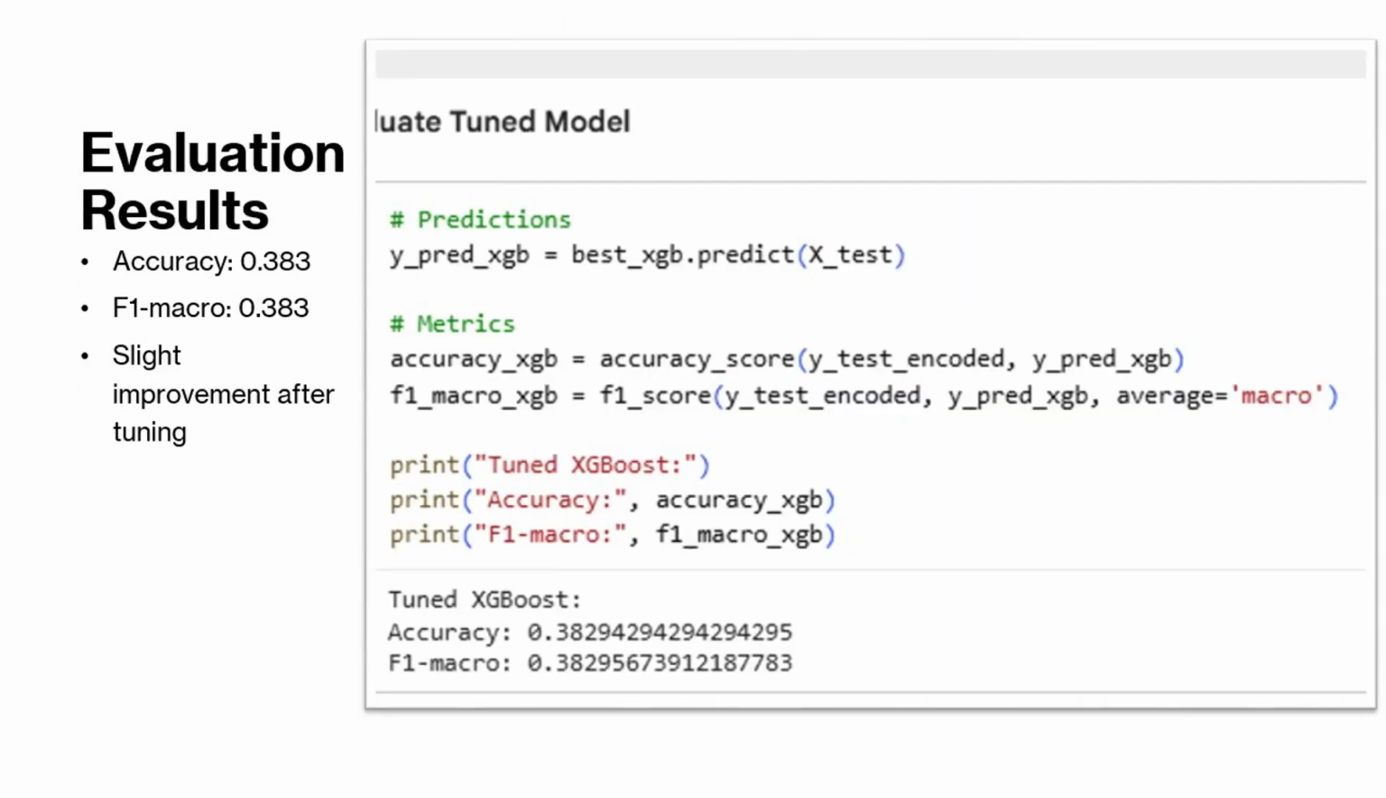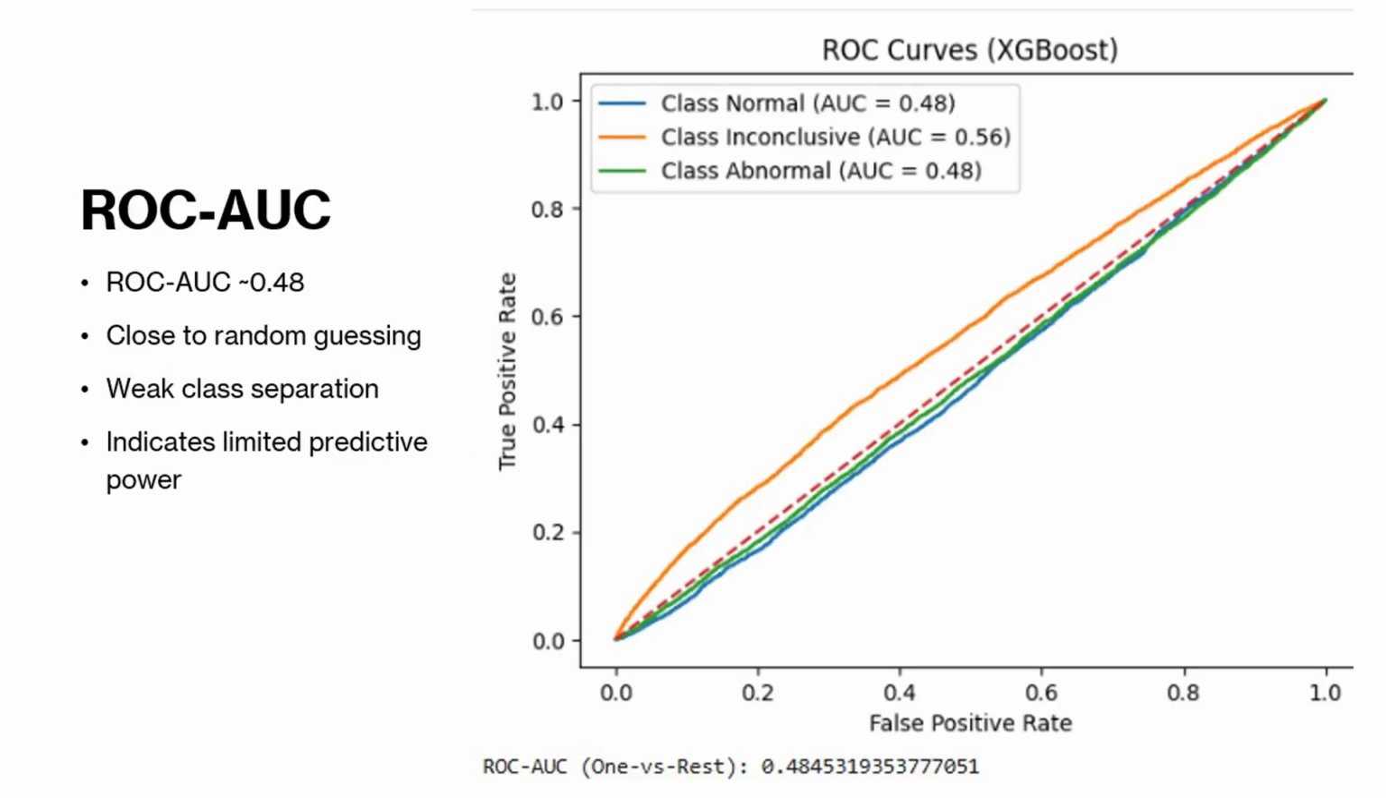After tuning, the XGBoost model improved slightly, achieving an accuracy and F1 macro of around 0.383. This indicated consistent but limited performance improvement. I evaluated the model using ROC-AUC with a one-versus-rest approach, and the score was approximately 0.48. A ROC-AUC score close to 0.5 indicated that the model has very limited ability to distinguish between classes, performing only slightly better than random guessing.